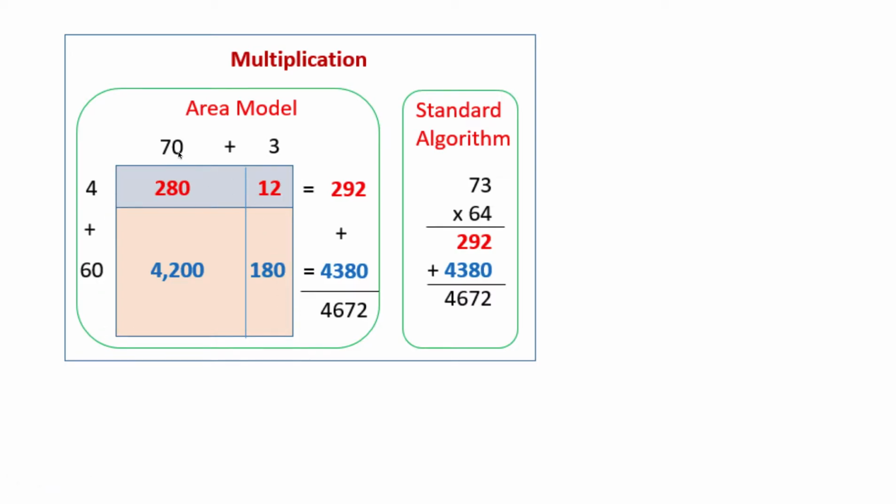Okay? So you can decompose as you wish. So for this case, I'm gonna just break tens and ones, 70 and 3. 70 times 4 is 280. 3 times 4 is 12. 70 times 6 is 4,200. 60 times 3 is 180. So you add them all together. Then you get this product.